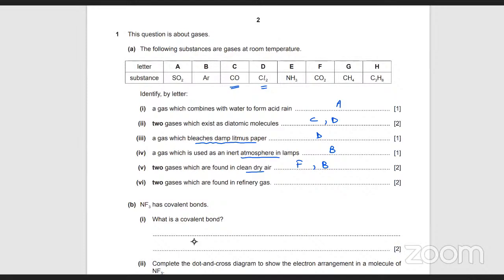So two gases which are found in refinery gas. Fossil fuels, hydrocarbons होंगे. Hydrocarbons are GN, GNH. Is that clear?